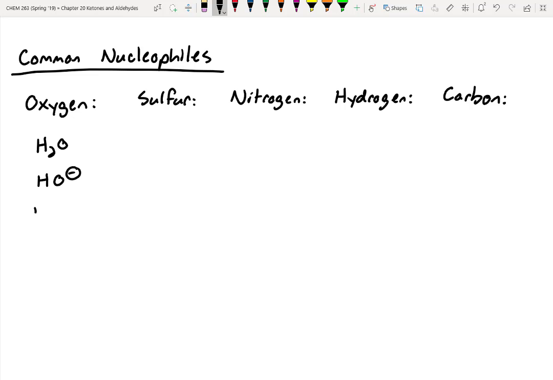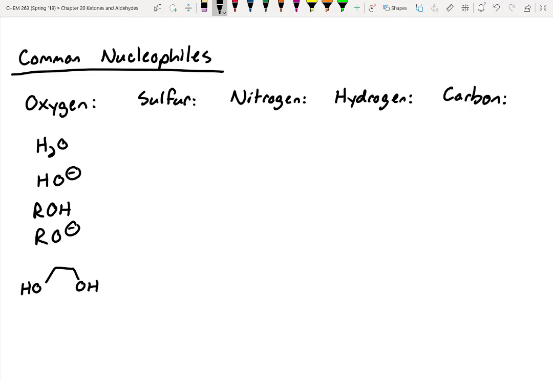We could have alcohols, or we could have alkoxides. Both of those would work as well. And then the other one that's kind of cool that we'll talk more about tomorrow are diols. Diols are pretty neat. They can actually do this reaction multiple times.